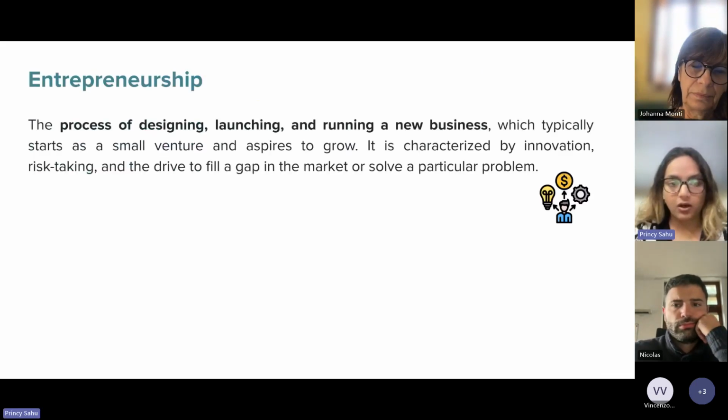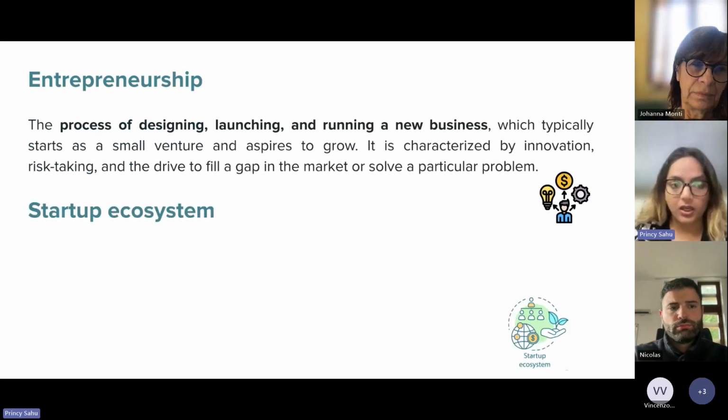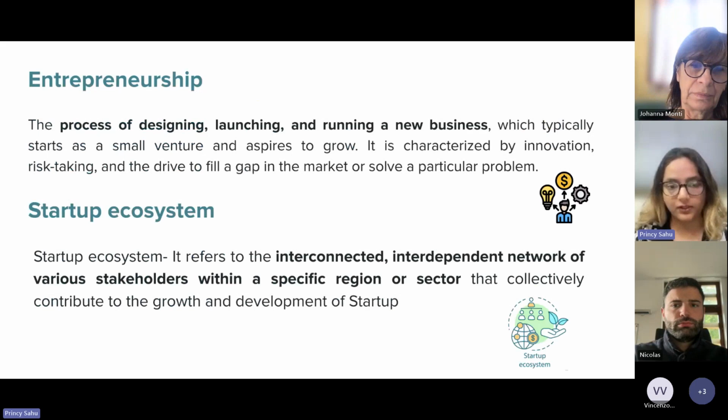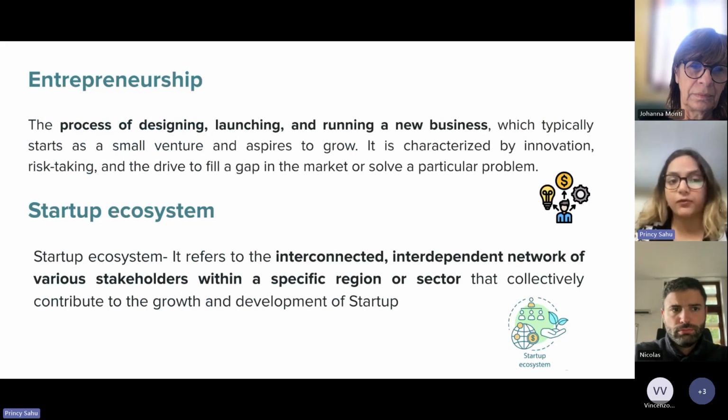So going ahead, this is the entrepreneurship definition. Startup ecosystem, we talked about startup ecosystem as well. It's definitely an interconnected, interdependent network of different stakeholders, and how each other can support the improvement of entrepreneurship.